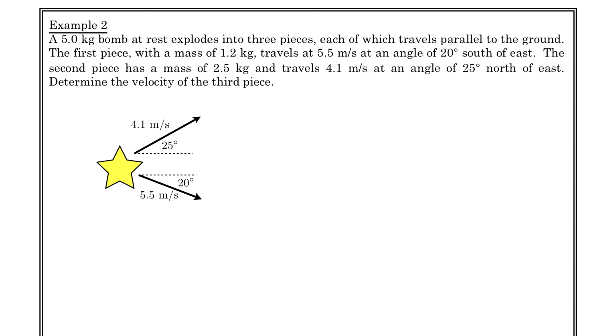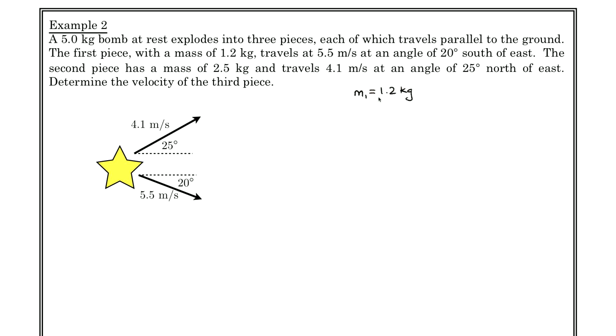So here's our little cherry bomb, and we've got 5.5, and this is of course south of the east direction, and this is 4.1, and this is 25 degrees north of the east direction. So which way is the third piece going to go to balance the momentum of these two? It's going to shoot out in this way. Okay, it has to. We've got to have something to balance these x momentums. So how do we do this?